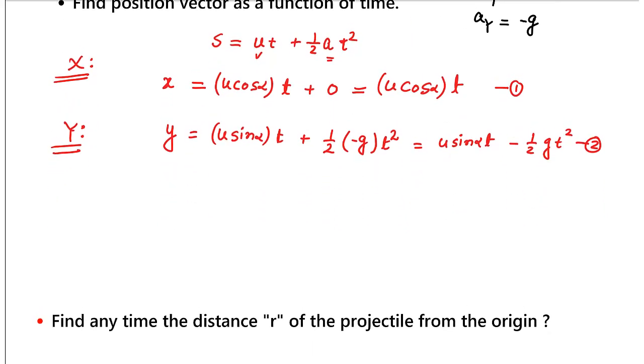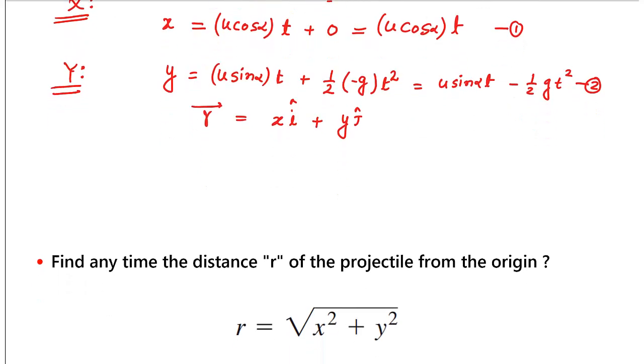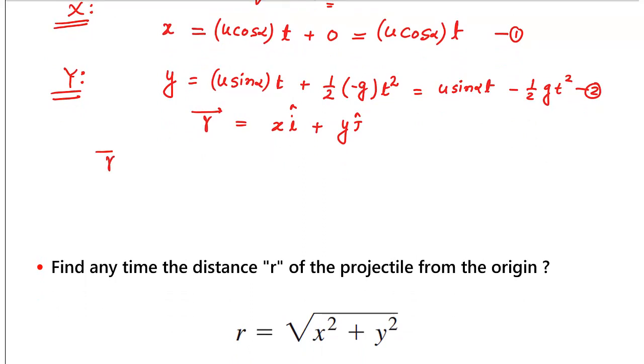Now once I know my x and y coordinates, basically I can write the position vector. So what is the position vector? x i cap plus y j cap. This we discussed in the previous classes also, that the position vector can be written as x i plus y j. And in this case, now I know my x. What is x? Simply u cos alpha times t, and this i, so this becomes i cap. So x component plus y component. What is the y component?